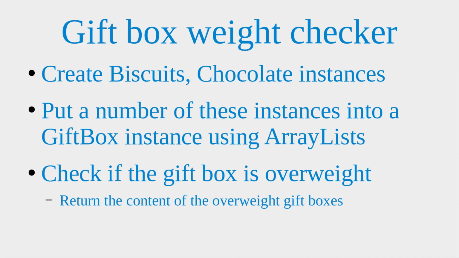First, I would create some biscuits and chocolate instances, and all these instances will be put into a gift box instance using the ArrayLists. That means a gift box would contain some number of biscuits and some number of chocolate. After that, I would check whether a gift box is overweight. If it's overweight, I would return the content of the overweight gift boxes on the console.